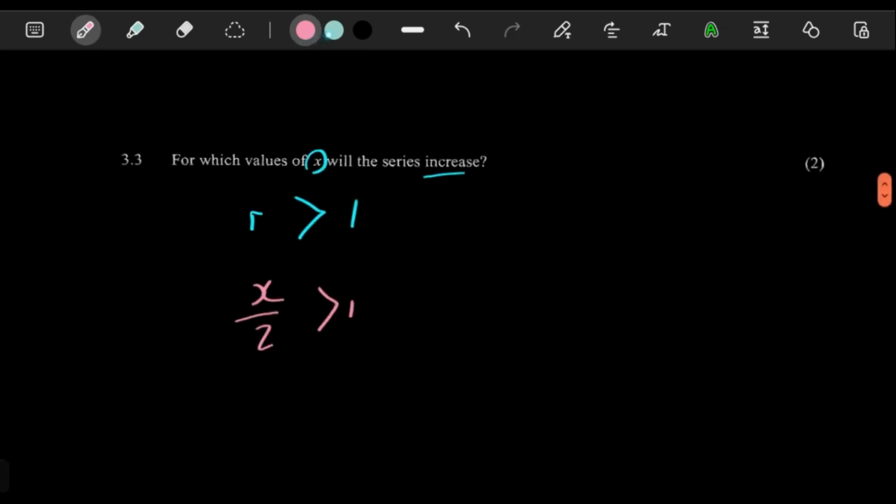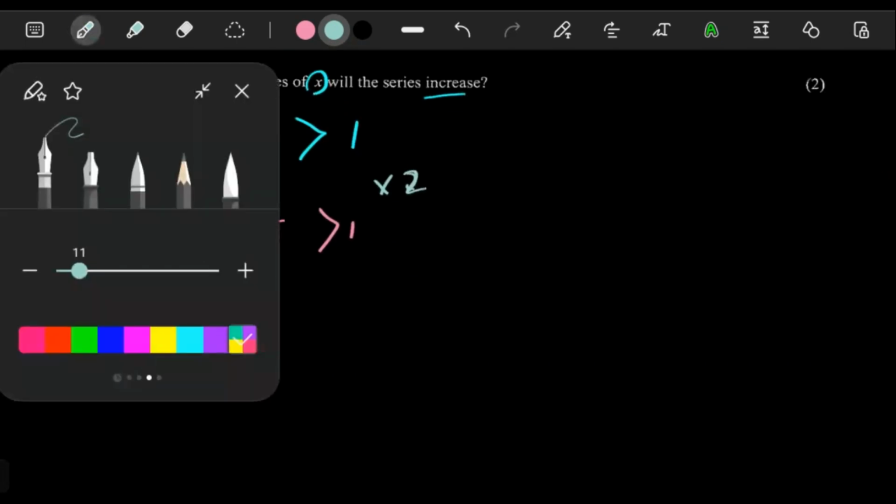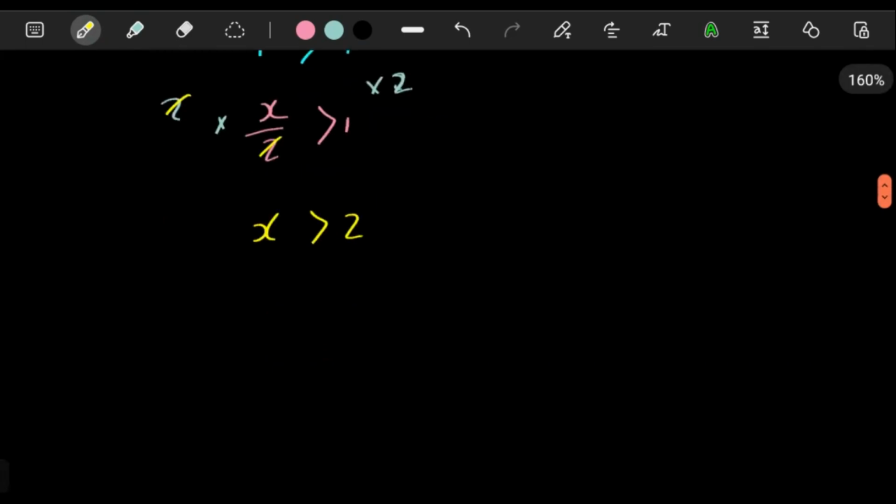And then for x here, you're going to multiply by 2 on both sides, right? You're going to get here x is bigger than 2. Since x is bigger than 2, that's it. That's all you have to do actually. Let's move on.